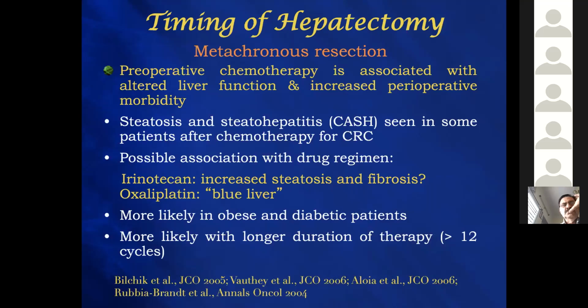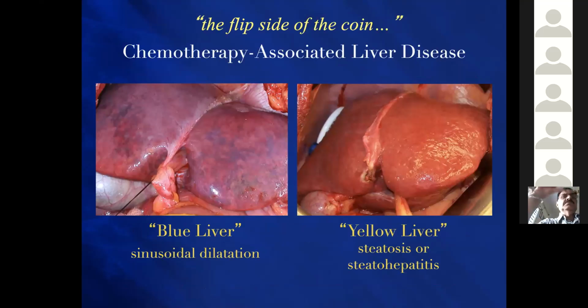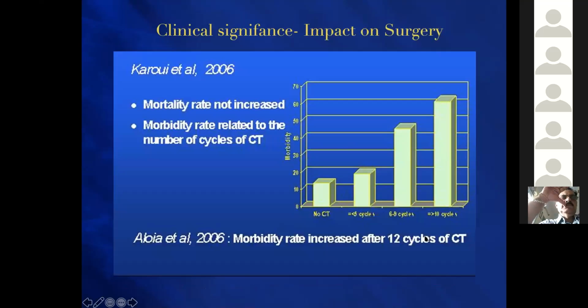This is more likely in obese and diabetic patients, as I told you already, and more likely with longer duration of therapy. If more than 12 cycles of chemotherapy are given and then you consider liver resection, you can have more problems in perioperative morbidity. So sinusoidal dilatation causes blue liver with oxaliplatin, and yellow liver because of steatosis or fat deposition, steatohepatitis, with irinotecan. When you consider the number of cycles of chemotherapy, as I told, comparing no chemotherapy versus 12 cycles or more than 10 cycles, you can see that the morbidity rate increases.